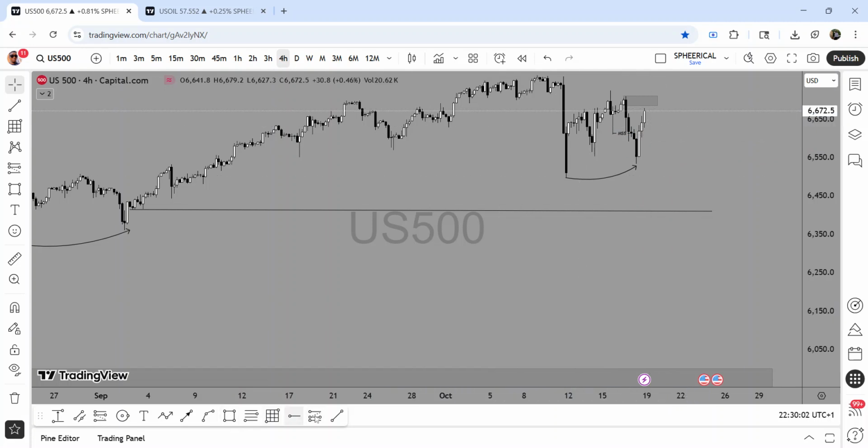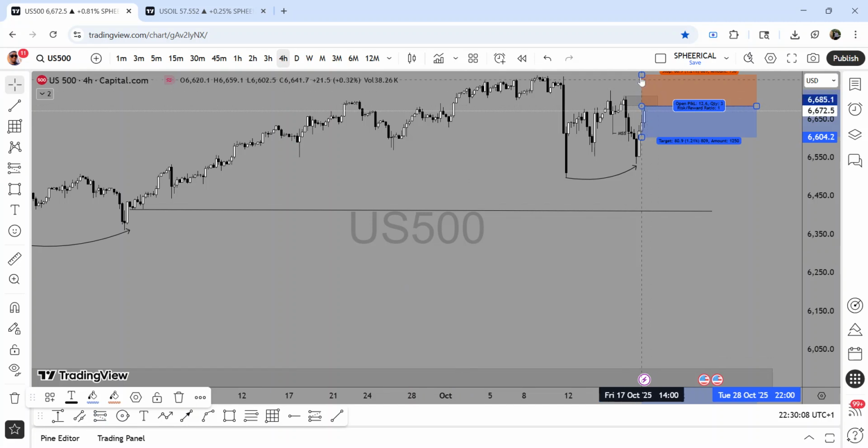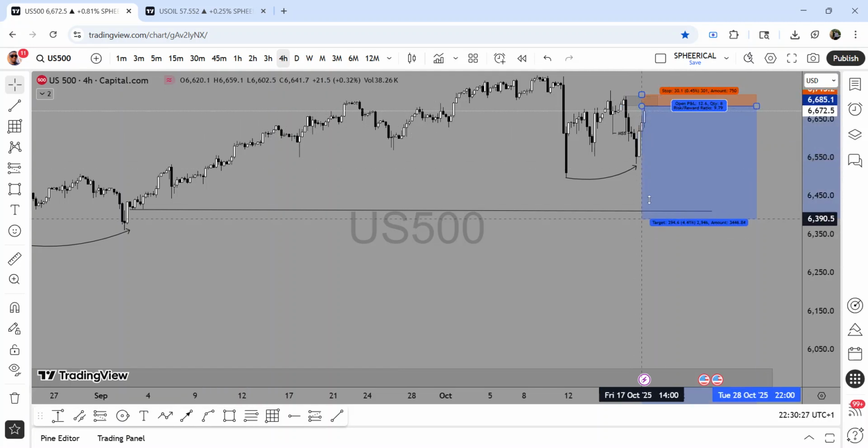So we will be selling from here with confirmation. We go down to 1 hour and see. Then we go down to 1 hour. So we'll be selling down to this point, at least to this point.